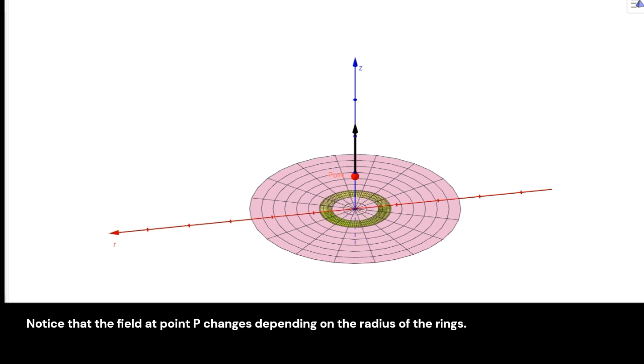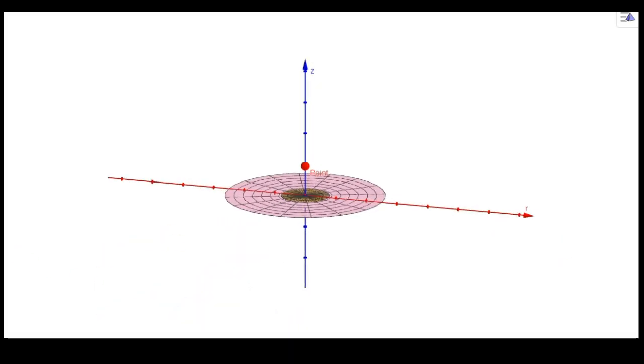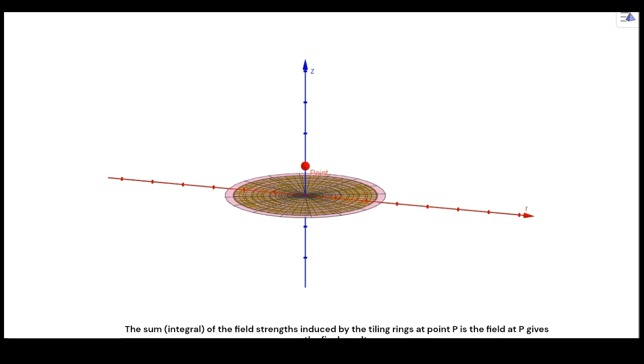Notice that the field at point P changes depending on the radius of the ring, and the sum of all these fields due to tiling rings on the disk creates the entire field at point P.